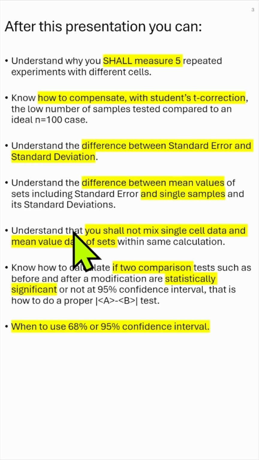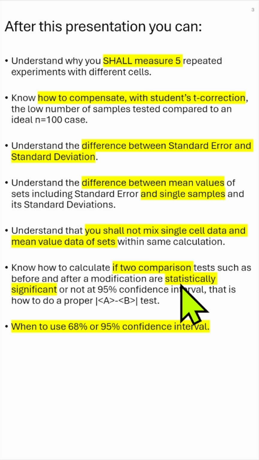You will also understand that you shall not mix single cell data and mean value data within the same calculation. And you will understand why that is bad. You will also learn how to actually do a comparison test, I mean, that kind of before and after modification to prove if it is statistically significant.